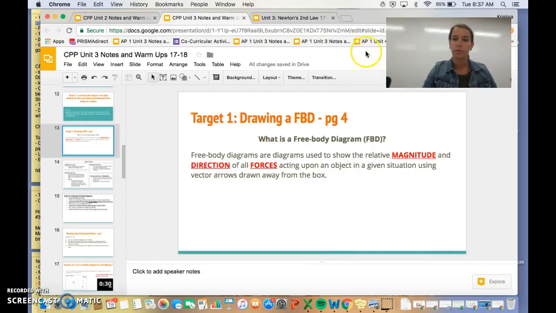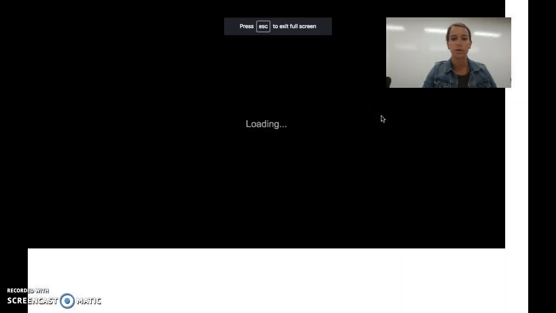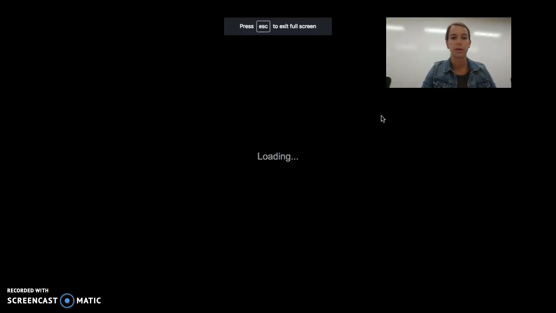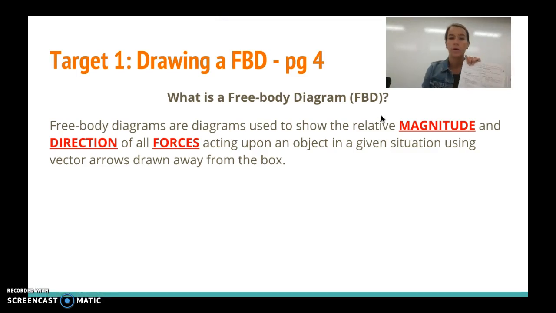We are going to go through some notes on forces and free body diagrams. If you could go ahead and turn your packet to page 4, that would be awesome. We're at the very top, and as always, you can pause this video if you need to fill in some blanks or anything, but otherwise you can follow along.